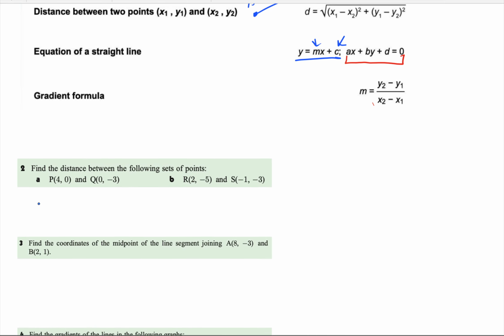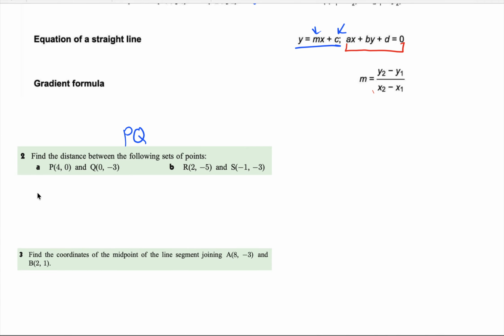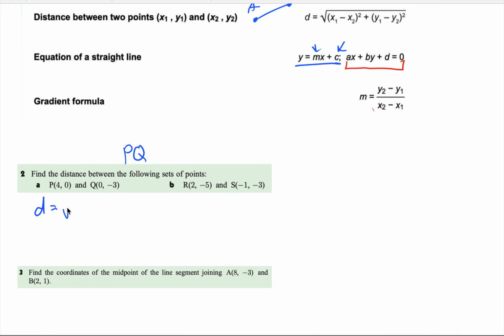Firstly, the distance formula. Sometimes this could be written as just PQ. PQ means the distance between P and Q. We're just going to use our distance formula. So you got the distance equals, and you can see the distance formula right there, square root, and inside the brackets here, we've got subtraction of the x-coordinates. Doesn't matter which one you use first, because if you reverse them, you get a negative number, and squaring it makes a positive anyway, so it doesn't matter. But I'll do it this way.